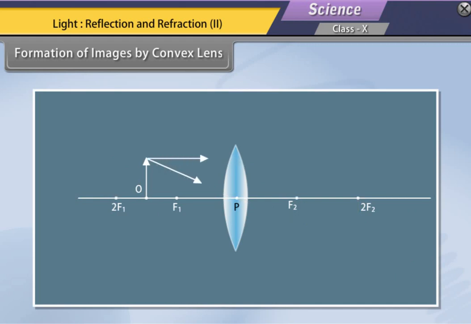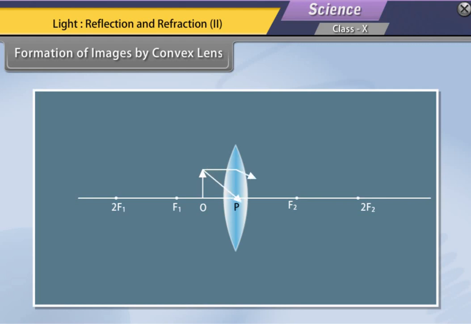When the object is placed between 2f and f, then the image is formed beyond 2f on the opposite side. The nature of the image is real, inverted, and enlarged. When the object is placed at f, then the image is formed at infinity. The nature of the image is real, inverted, and enlarged.